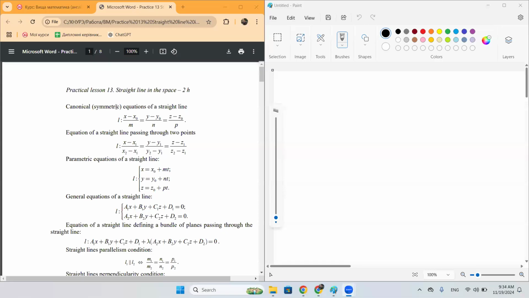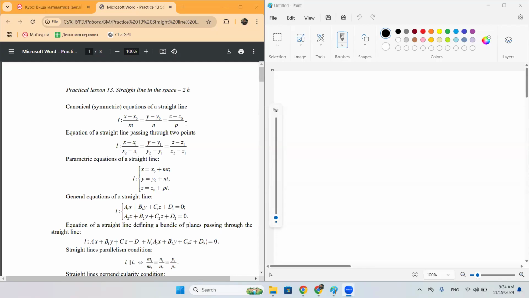Well, on the previous practical lesson, we were finding equations of the plane in space, and today we are working on a straight line in space, so in 3D, not on the plane, and it will look a little bit different. So I will remind you, first of all, some theory.